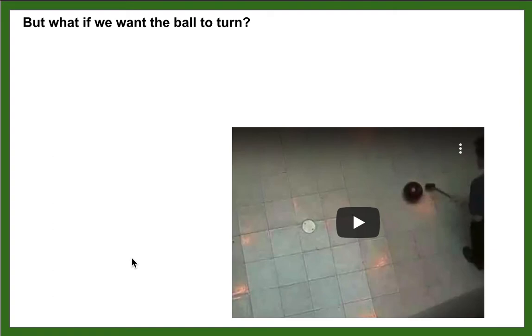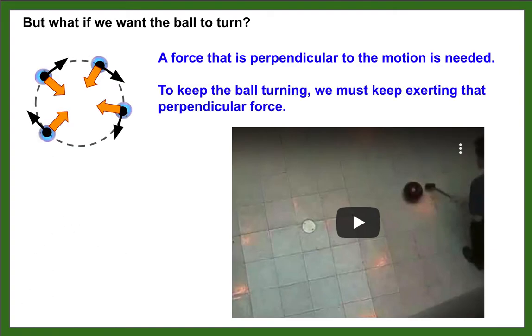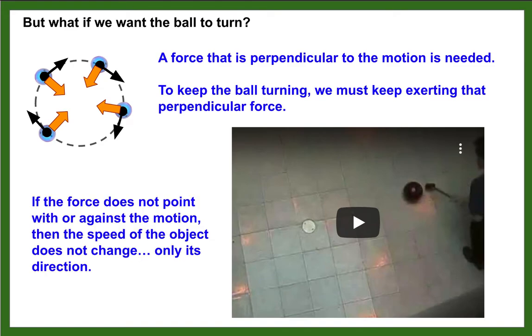In order to get the ball to turn, a force had to be exerted perpendicular to the motion. And to keep it turning, to have it go in a circle, they had to somehow get that force to stay perpendicular no matter what. And that meant that the net force, as is shown in this picture, points toward the center of the circular path. That's how you obtain circular motion.